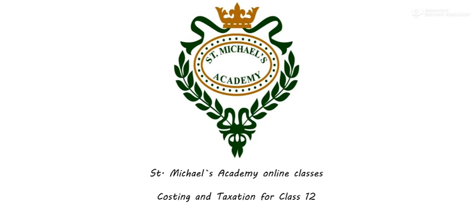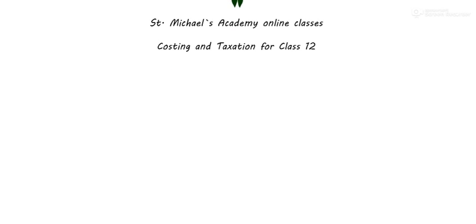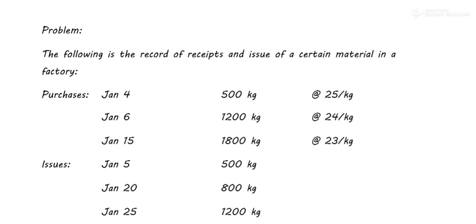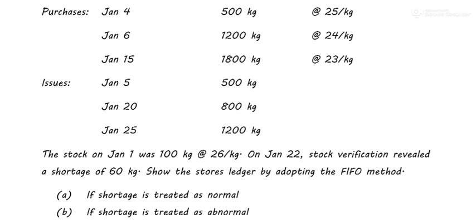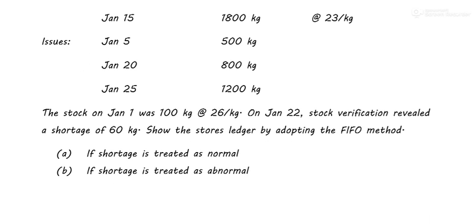In the last class we had done cost of materials and how to treat normal loss and abnormal loss, and we are going to solve an illustration on that today. This is an illustration given with purchases and issues. It is to be solved on FIFO basis, and two situations are given: if the shortage is treated as normal and if the shortage is treated as abnormal. So let's start the sums.